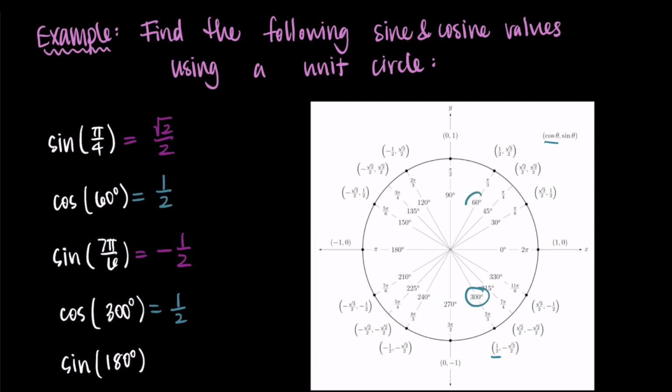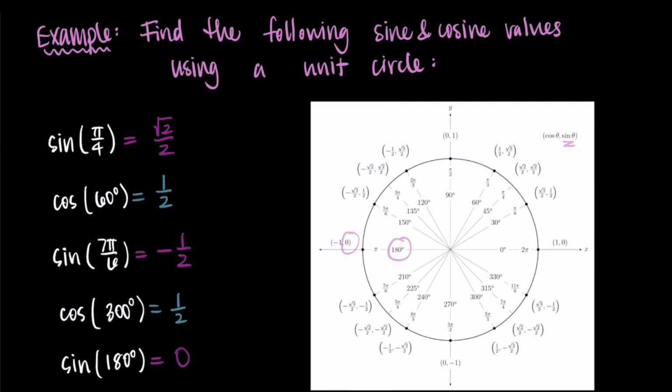Now you'll notice that the cosine of 60 degrees and the cosine of 300 degrees are the same. They're both 1/2, and this should make sense. We're going over the same amount for both. We're going over to the right by 1/2, and then we're just going either up or down for the 60 degrees or the 300 degrees. So the x values are the same, meaning the cosine values are the same. Okay, then lastly we have sine of 180 degrees. The sine is the y value, and so I'm getting 0 as my sine of 180 degrees.